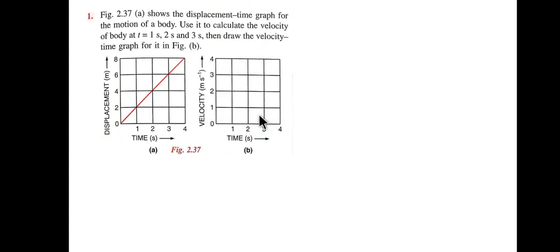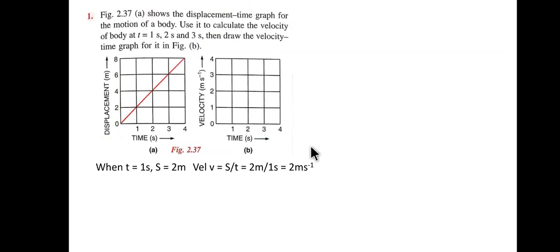So when it is 1 second, the displacement is 2 meters. So we can say when time is 1 second, the displacement is 2 meters, as we can see from this figure. So the velocity is equal to displacement divided by time, that is equal to 2 meters divided by 1 second. It is equal to 2 meters per second.